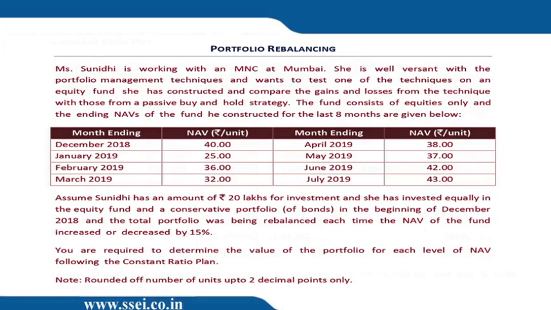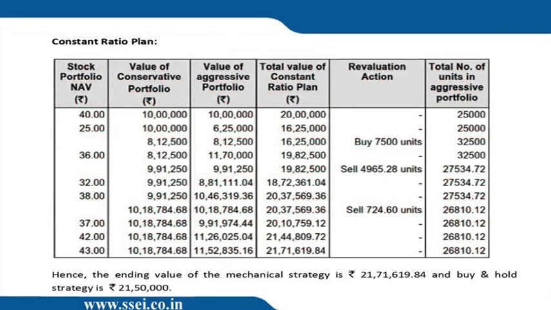Let's check the solution. That's what is done. 10 lakh conservative, 10 lakh aggressive, total 20 lakhs, and 25,000 units. Then 25,000 units into 25 is 6,25,000, whereas 10 lakh conservative, 16,25,000, half. So 8,12,500, 8,12,500. So we have to buy how much? 8,12,500 minus 6,25,000, the whole divided by 25, which is 7,500 units. So that way you have to proceed. It's commonsensical. That way you have to proceed. Okay, let me go back to the question.